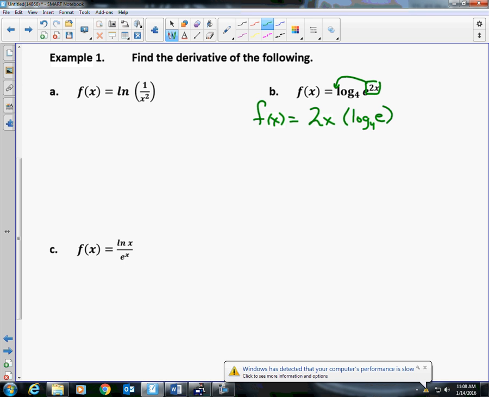What's the derivative of 2x? 2. So what's the derivative of 2x times this other constant? Well, whatever 2 times that constant is, right? We only have one variable. It's just x. If I would rewrite this, 2x times pi, what's the derivative of 2x times pi? 2 pi, right? So the derivative of this is just 2 times log base 4 of e.